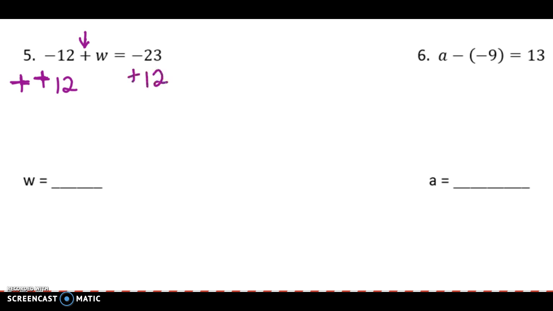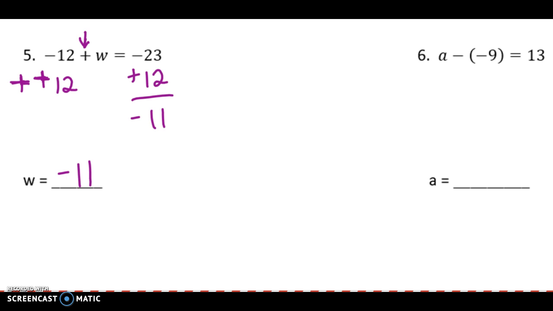To me, the more signs in there, the more mixed up I get. All right, so the left side is W, because negative 12 plus 12 is 0. The right side, I'm doing a negative 23 plus a positive 12. So different signs I subtract. 23 take away 12 is 11. And I keep the sign of the higher number. So the higher number is the negative on the 23, which means negative 11.